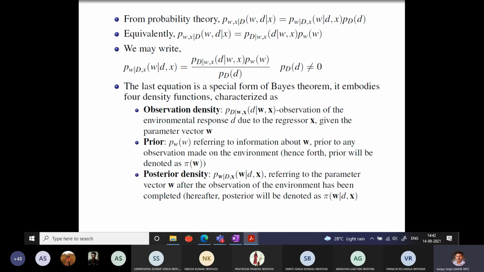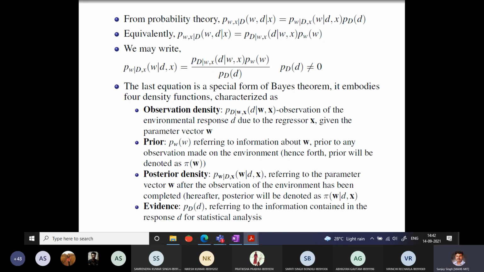Then there is something called the posterior density. Posterior density means basically what you want to find, W, given these values. D and X are known to you from the environment. When I say environment, I mean the training data available to you. So it refers to the parameter vector W after the observation of the environment, meaning D is there. Observation of the environment has been completed, meaning you have seen the value for this many X. Henceforth we'll write pi(W | D, X).